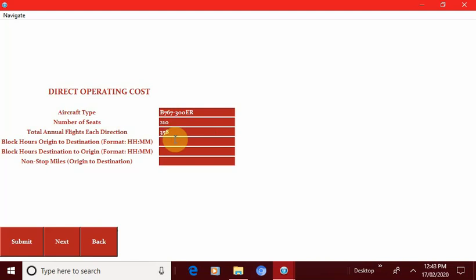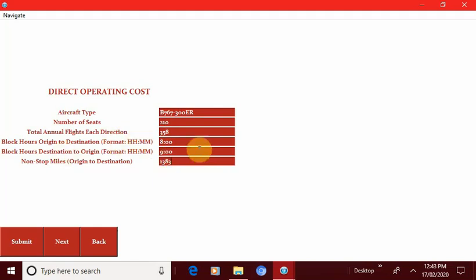Origin to destination block hours should be input as hours colon minutes. So we say 8 hours from Malaysia to Denmark, and 9 hours from Denmark to Malaysia. And non-stop miles would be say 1383 miles.